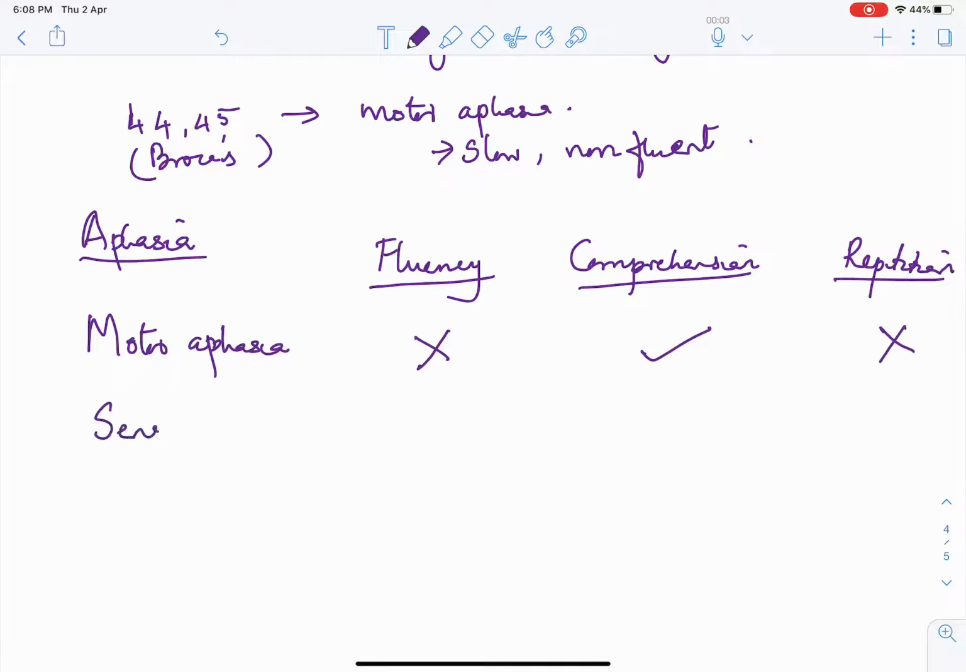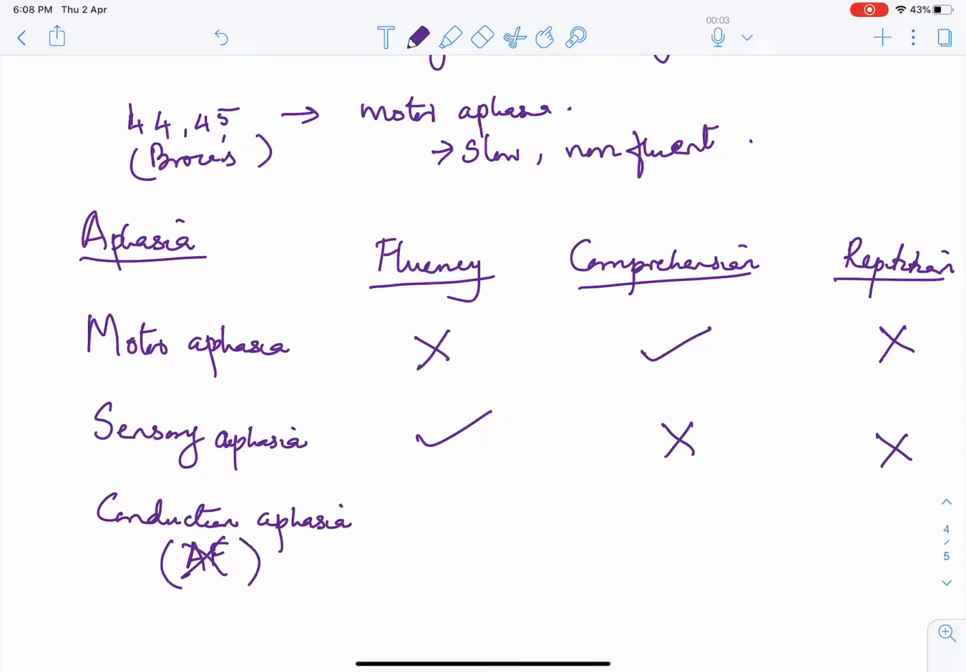If there is sensory aphasia, that is, if Wernicke's area is affected, the comprehension is affected, right? But the speech will be very fluent. You will use a jargon of words, you will use nonsense words, but the fluency will be normal, and repetition will be affected. Then what is conduction aphasia? That is, if there is a lesion in the arcuate fasciculus, comprehension is okay, Wernicke's area is okay, so the fluency is also okay, but the repetition will be affected.